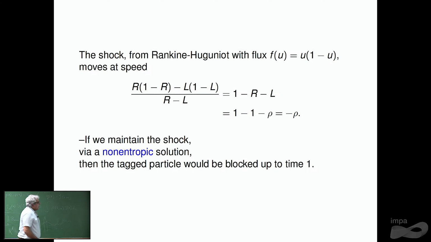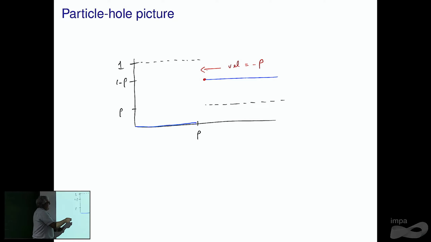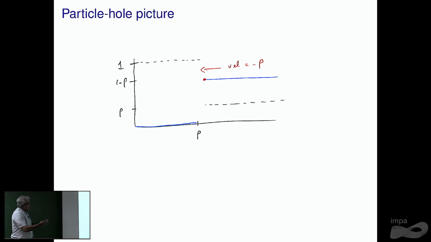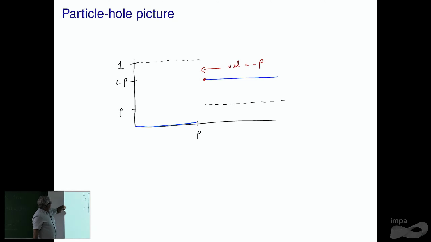Okay, so another way to understand that is to go to particle-hole, right? In exclusion, you can think of particles as one type of particle and the holes as another type of particle. So you can also look at the dynamics of the holes. That's also a way to calculate. So if you fill with particles here, that's the same as having no holes.